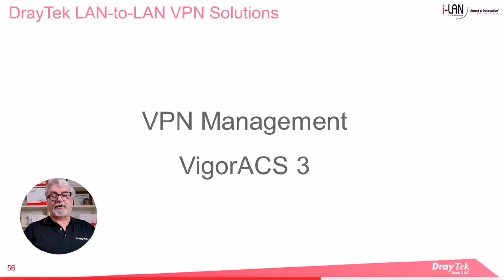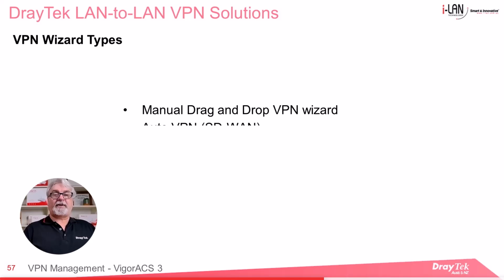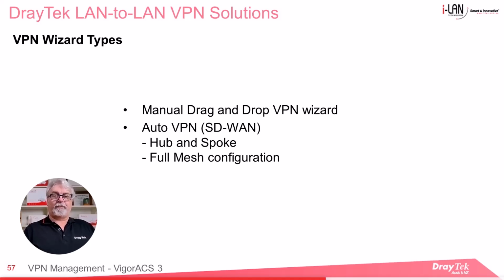Let's now look at our final topic, which is VPN management when using VigorACS 3. With VigorACS 3, there are different wizards that can be used to create and manage VPN tunnels. The first is using the manual drag and drop VPN wizard. If you have SD-WAN enabled, you have the option to use the Auto VPN wizard to create either hub and spoke VPN tunnels or a full mesh VPN network.